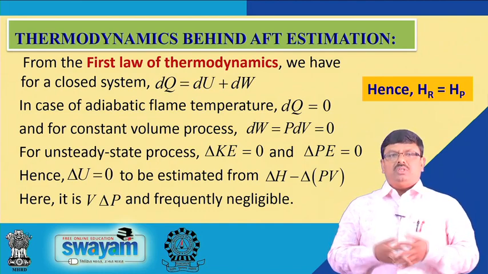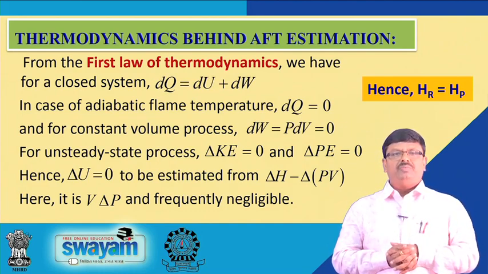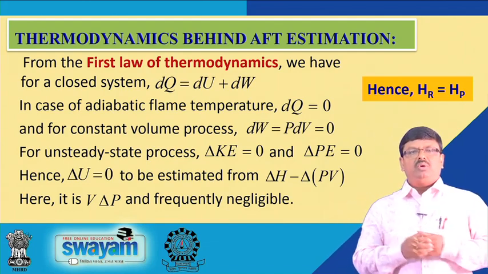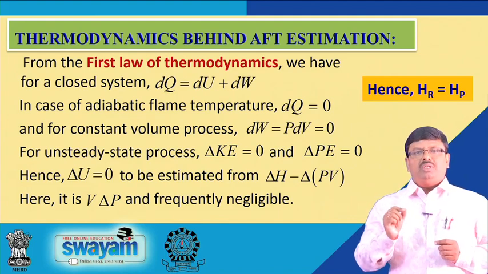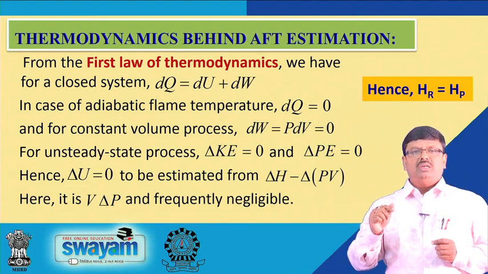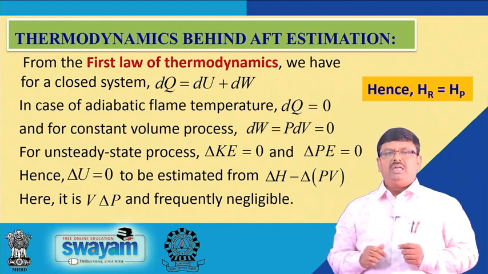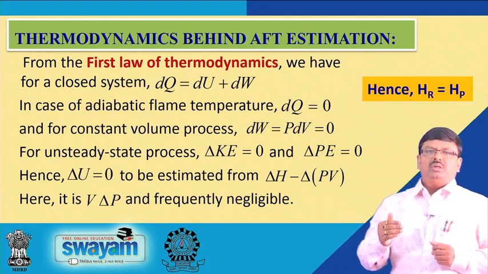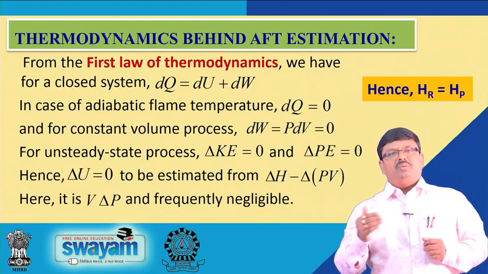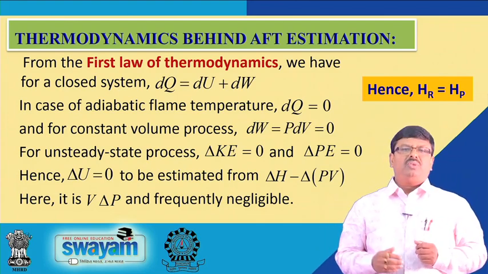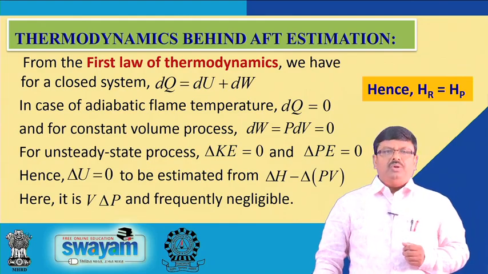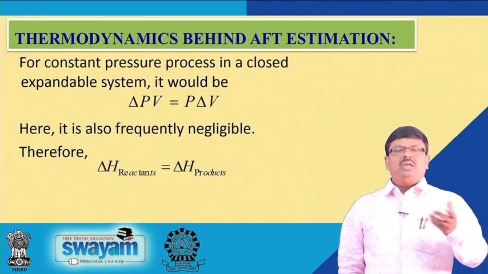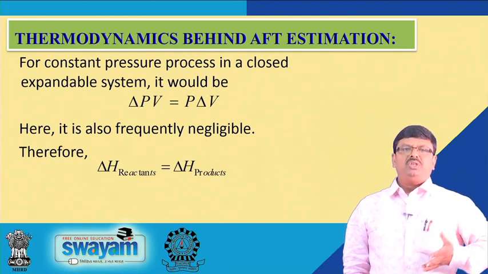Now, let us consider these two conditions. For an unsteady state process, there will be no change in kinetic energy, and delta U is to be estimated from delta H minus delta PV, because the total energy of a system is the change in kinetic energy plus change in potential energy plus the internal energy. This internal energy can be computed from the definition of enthalpy, delta H equals delta U plus P delta V. So, for a constant pressure process in a closed system, delta PV equals P delta V, since the pressure is constant.